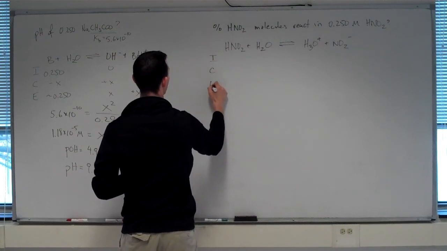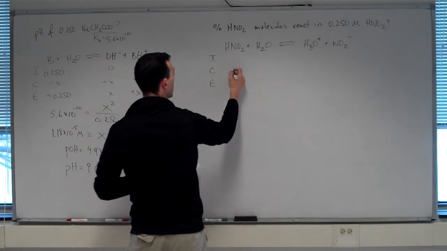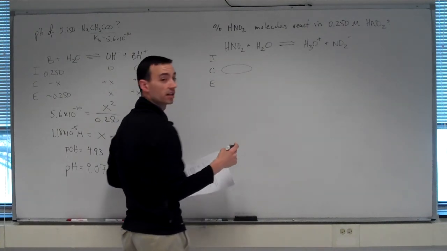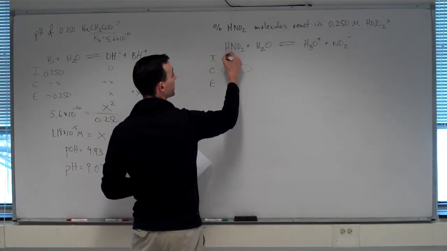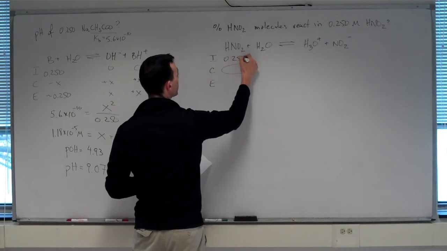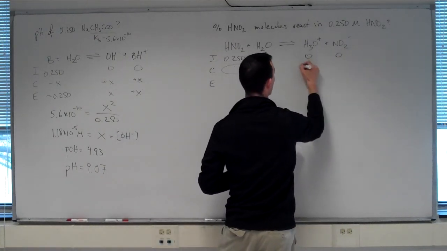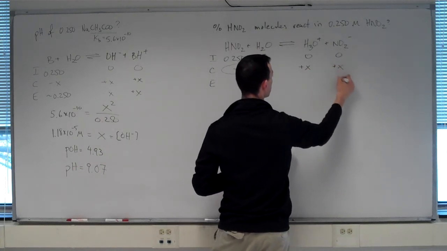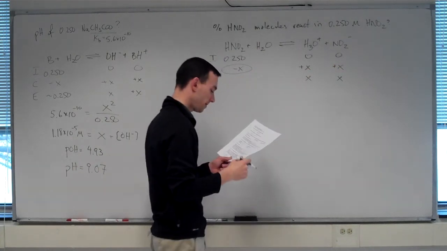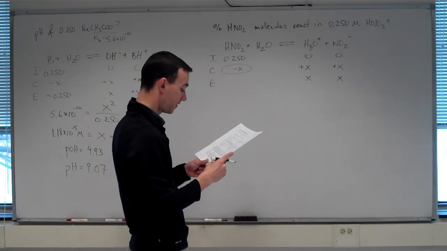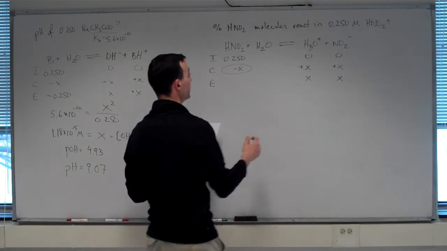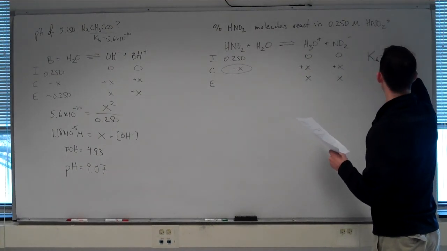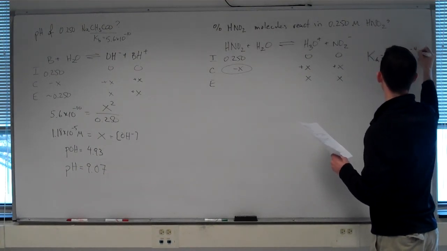What the question is really asking us for is, what's the change? How much of it reacts right here? Okay? What's the decrease in this? So 0.250, 0, 0, minus X, plus X, X, X. The Ka of our nitrous acid is 4.5 times 10 to the negative 4.